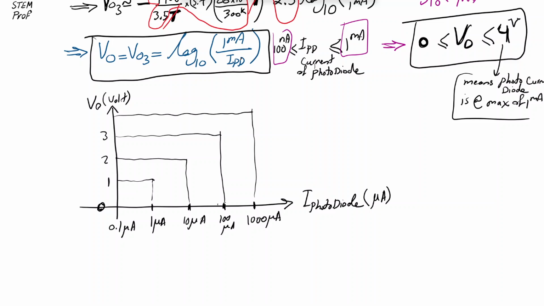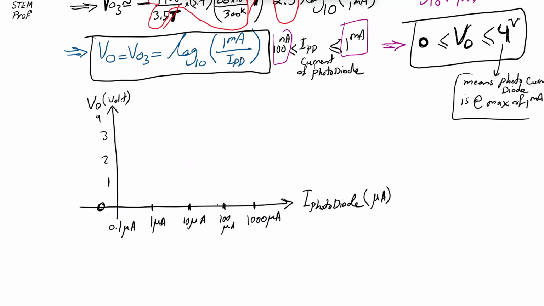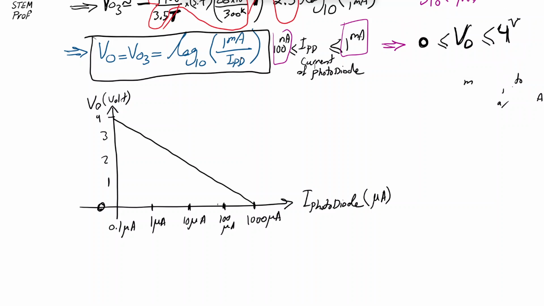So 1 milliamp, sorry, it's reverse. Let me make sure, yes, it's reverse, my bad. So we have 4, and the direction should be like this. At 1000 microamp, we get to 0. So I need to make a correction here. And we have these values. At 0.1 microamp, we have the maximum voltage for this output of the circuit.